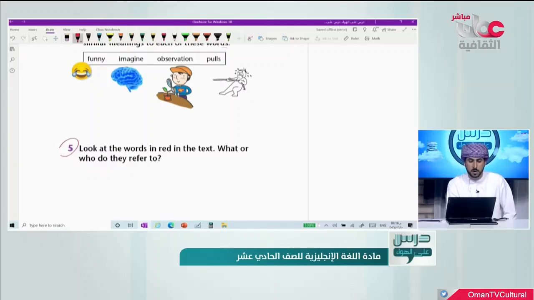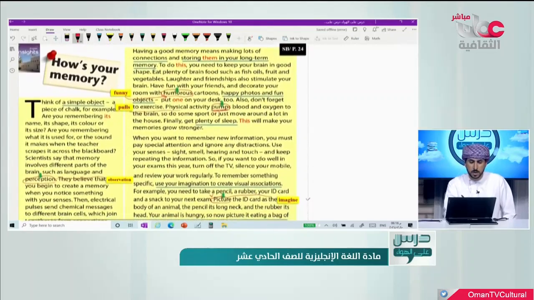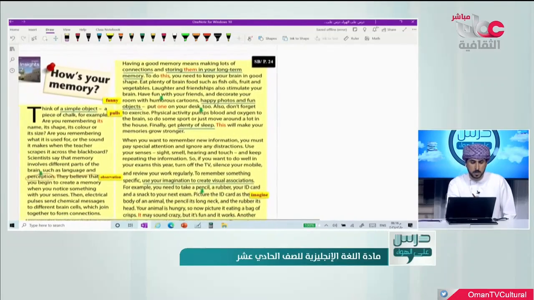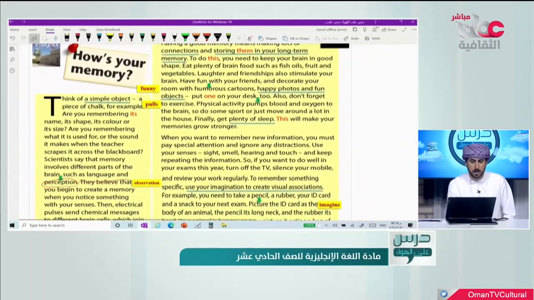Number 5, look at the words in red in the text. What or who do they refer to? Here we have words in red, as you notice here. Now we want to know to whom it refers. So let's erase this a little bit to make it clear for you. Okay, now we'll start with the first one. Here we have its. Its here, they are pronouns, by the way.